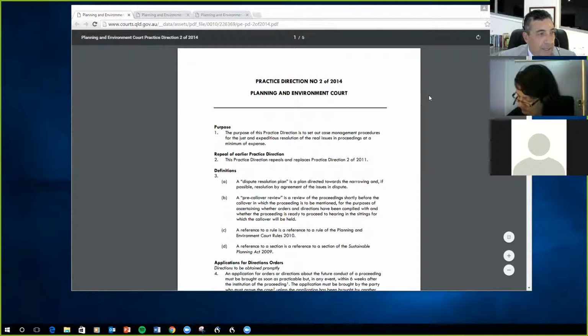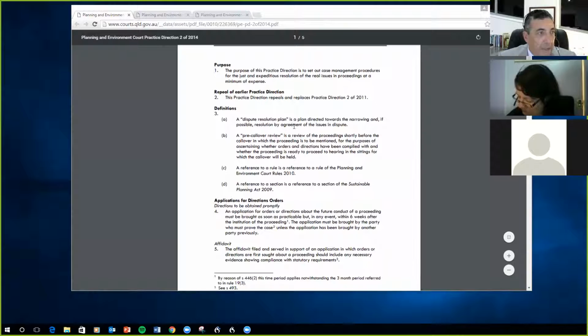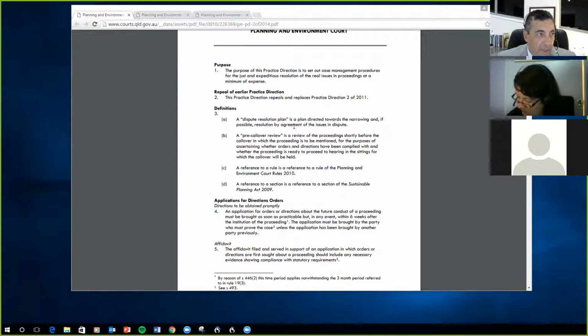So the practice direction, you'll see in purpose note paragraph number one, is to set out the case management procedures for the just and expeditious resolution of the real disputes in the proceedings at the minimum of expense. Now that's really powerful. A few things that you need to observe. The first is that the wording of the practice direction in many ways reflects the principles under which litigation is conducted in the Planning and Environment Court. And that is that the court is there to keep formality to a minimum, and it's there to determine proceedings at a minimum of expense, and always, of course, to do so in a way that is just and expeditious. So it has to be quick, cheap, fair, open, transparent as possible.